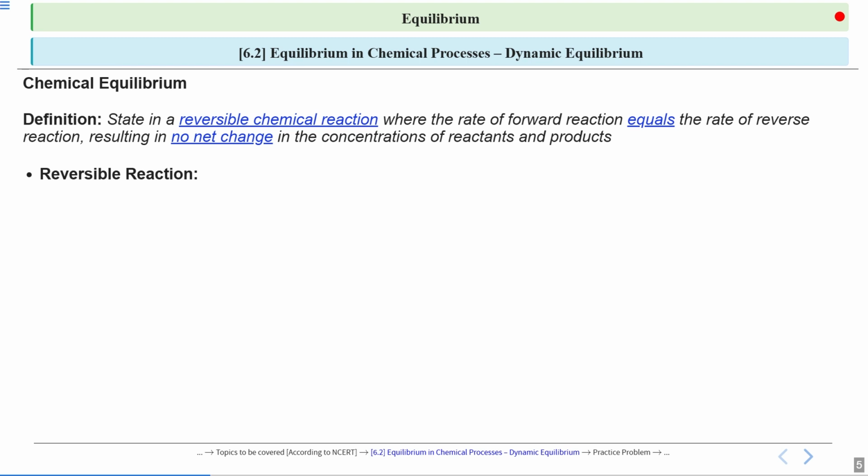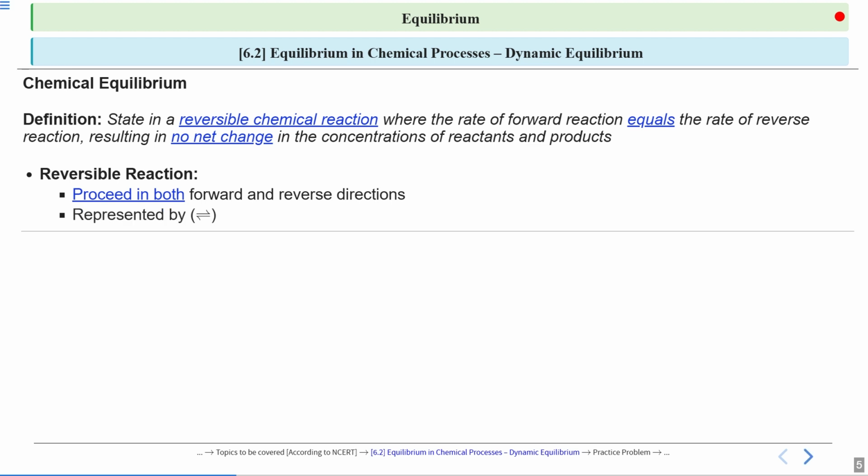Now there is a term in this, reversible reaction. We are saying that equilibrium is attained in a reversible reaction only, at the point where the forward and backward reactions are occurring at the same rate. Now what is a reversible reaction? This term is obviously self-explanatory. Reversible means it can proceed in both the backward and forward direction. At any point of the reaction, you can go back to the reactant side from the product side. And this condition is represented by a double hooked arrow.